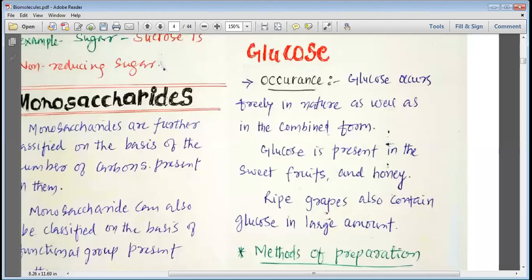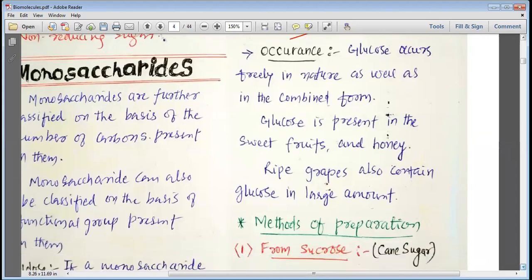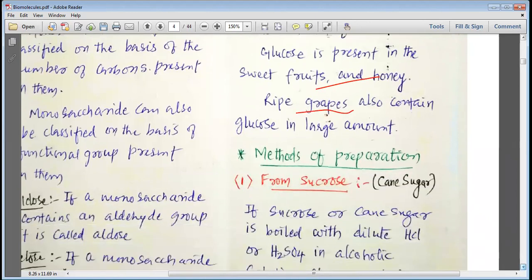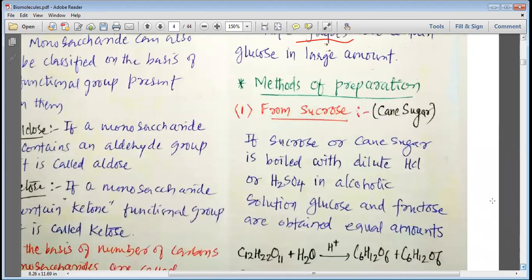In the last period, my dear students, we have studied glucose. Glucose is the substance that occurs in a great amount in nature. We can say that it is found free in nature, and it is found mostly in fruits and honeys, and sweet substances like ripened grapes also have a huge amount of glucose in them.